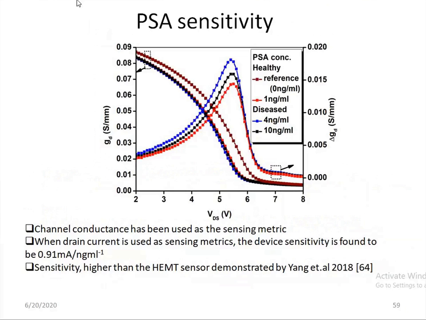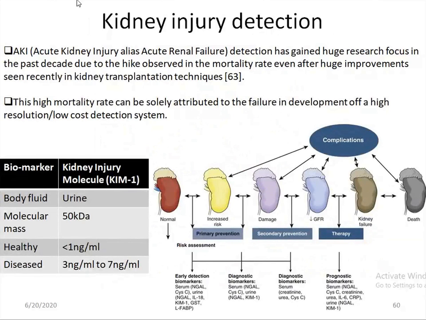So here also we have checked our sensitivity. We were again getting higher sensitivities of about 0.91 milliampere per nanogram per milliliter increase in the concentration of this particular biomarker. Again, we have tested it for kidney injuries also. With kidney injury, complications increase as we move to the heavier levels of injury. So if we can find it at a very low or very primitive level, we can go for proper treatment. As a result, death due to kidney injuries can be completely eliminated.